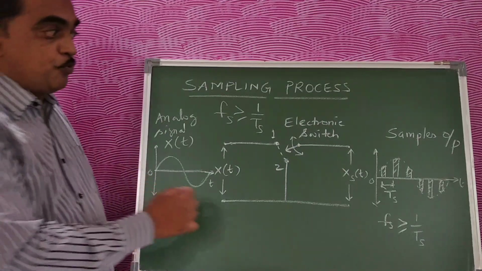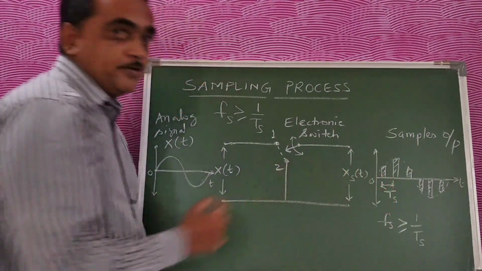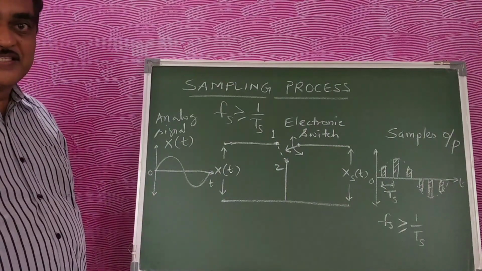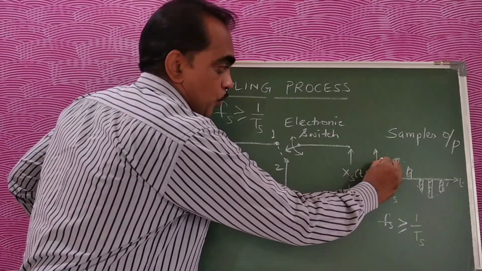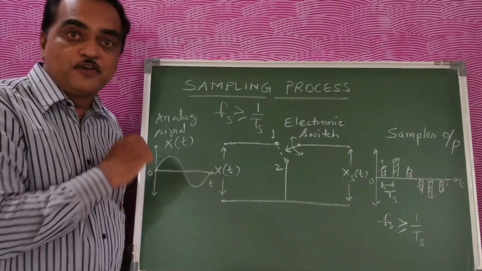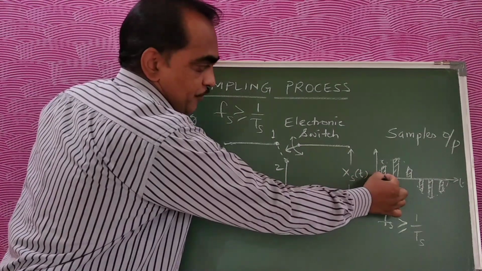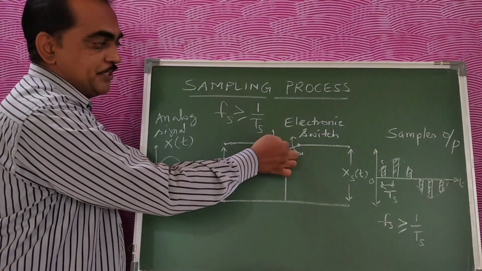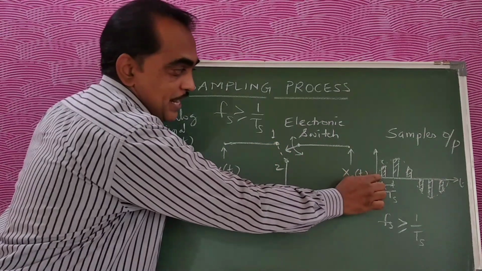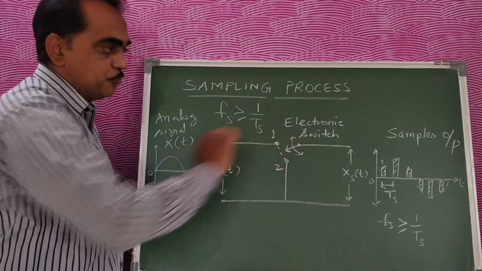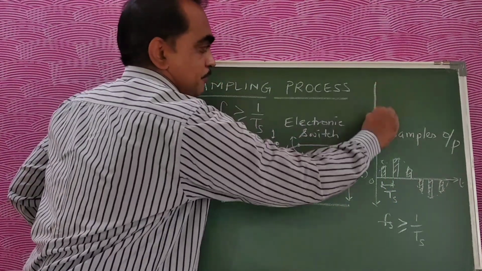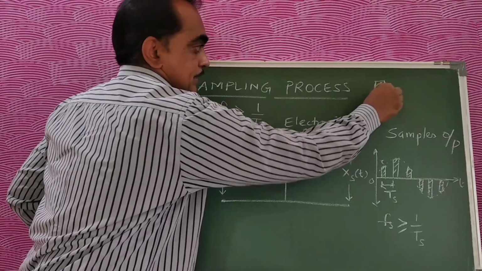So whenever it comes to point 1, a small sample of the input signal will be allowed to pass for a time period tau, which will determine the width of the pulse. So for this width of the pulse, this will be connected to point 1. The switch will be connected to point 1. And again, when it comes at the end of the width of the pulse, it will come to point 2. So from here to here it is coming. So this is a sample.